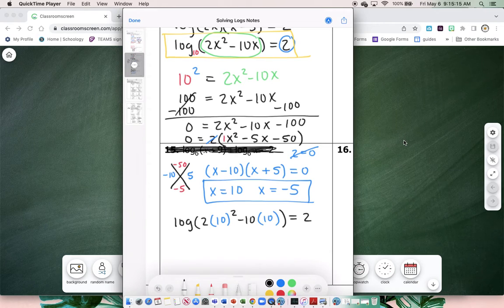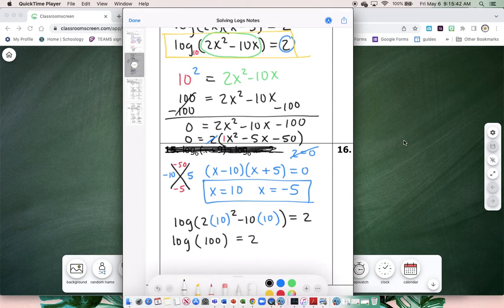Let's simplify that a little. 2 times 10 squared minus 10 times 10. That's going to give me log of 100, right? Because 10 squared is 100 times 2 is 200. 200 minus 10 times 10, which is 100, is 100, yeah. Okay, but how can I check this, right? Well, since it's base 10, actually, you could put it just in the calculator. So actually, let's do that.